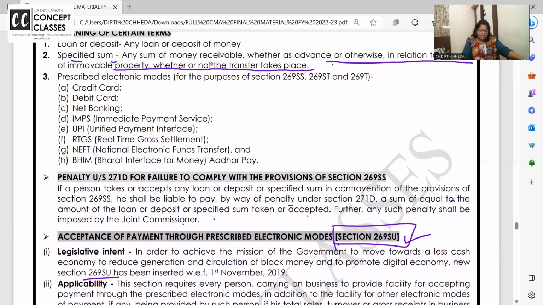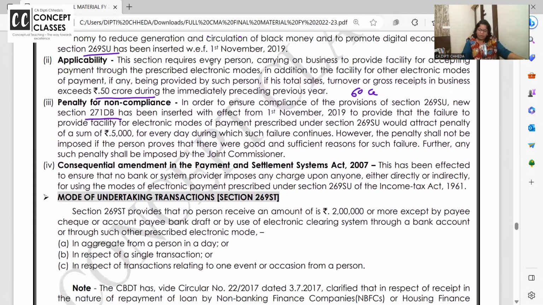What are electronic modes? Everything is given here. Credit card, debit card, net banking, IMPS, UPI, RTGS, NEFT, online mobile transfers, Aadhaar Pay, all. Then 5,000 per day during which the failure continues. However, penalty shall not be imposed if the person proves that there is a sufficient reason. This has been effected to ensure that no bank or system provider imposes any charge upon anyone, either directly or indirectly, for using modes of electronic payment prescribed under 269SU.